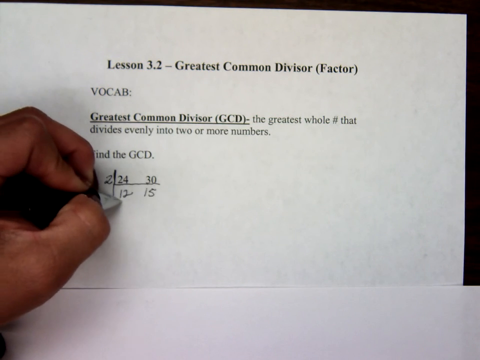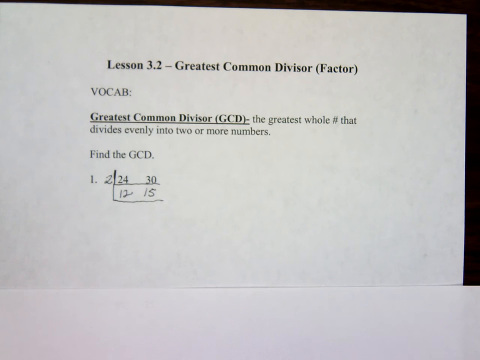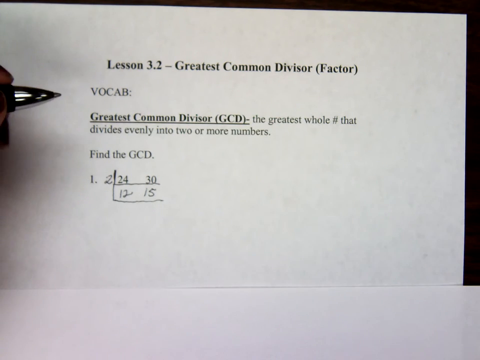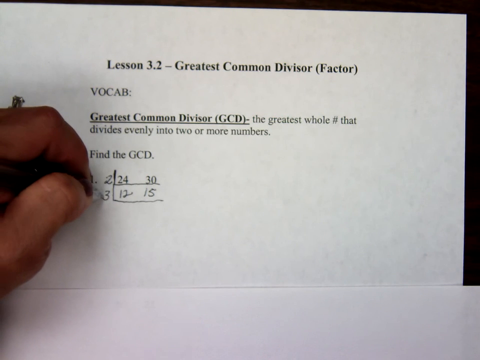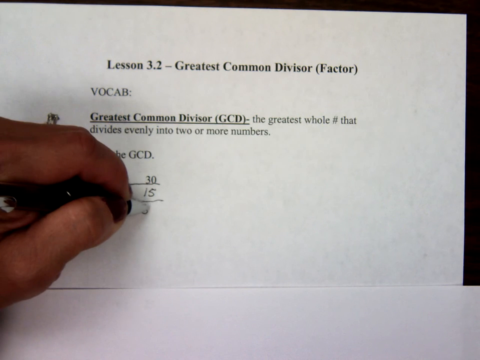Then you're going to make your division line again. Now look at 12 and 15. Think of a number that they both go into evenly without any remainder. Well, 3 will go into it. 3 goes into 12 4 times. 3 goes into 15 5 times.